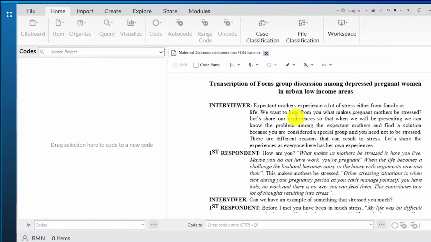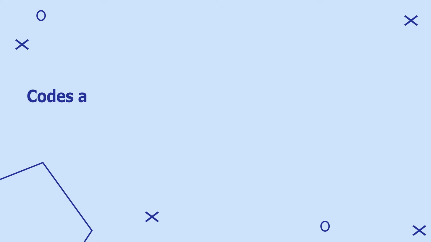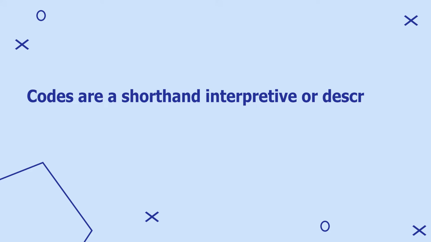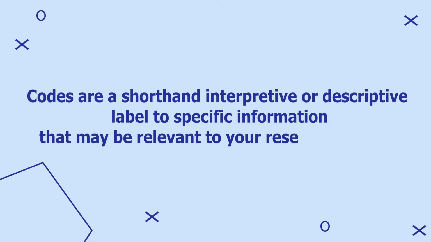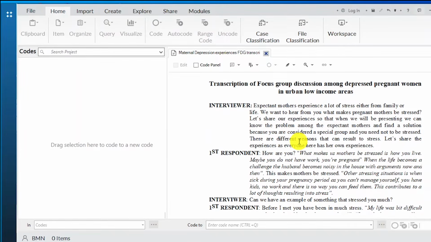Now, this transcription is a focus group discussion among depressed pregnant women in urban low-income areas. So let's just read through some sections and try to come up with some codes. Remember, codes are a shorthand, interpretative, or descriptive label for specific information that may be relevant to your research questions. So when we are coming up with codes, we are just providing labels to information that is relevant or information that will answer our research questions.